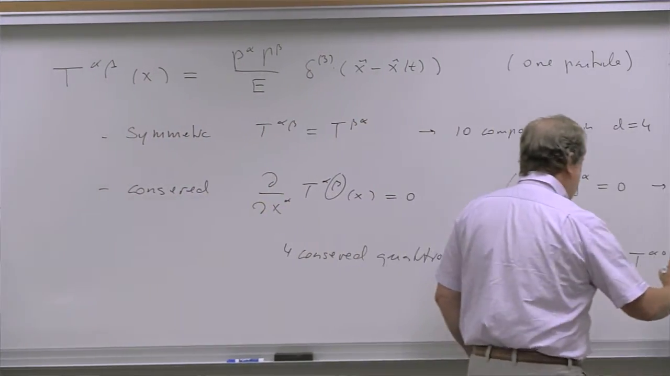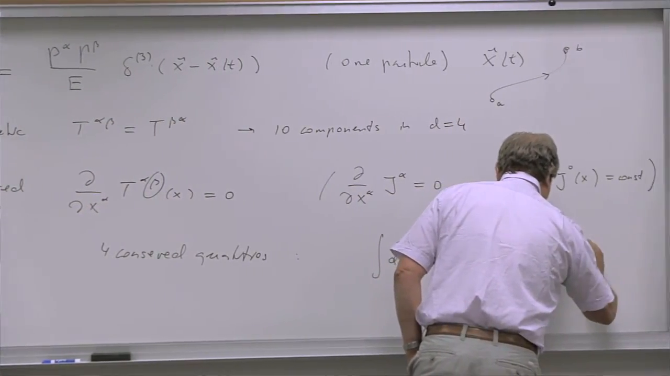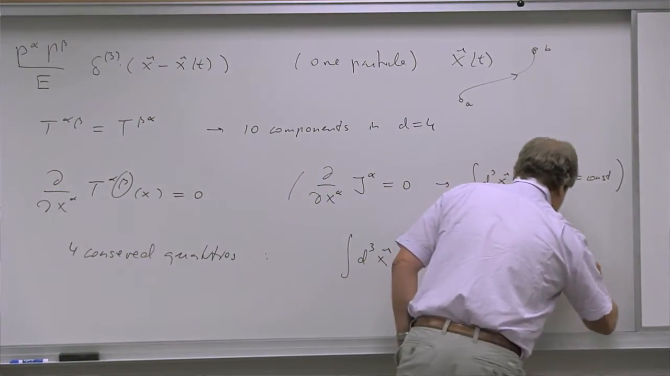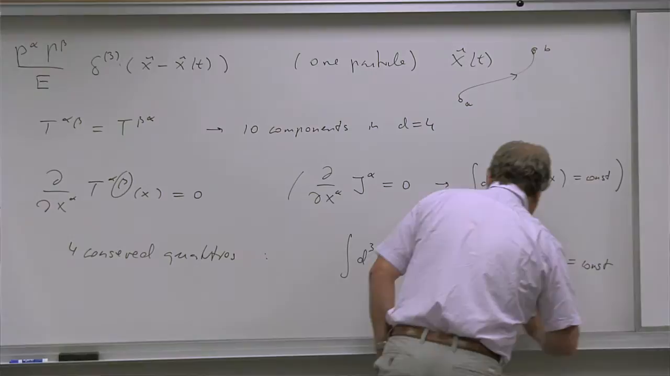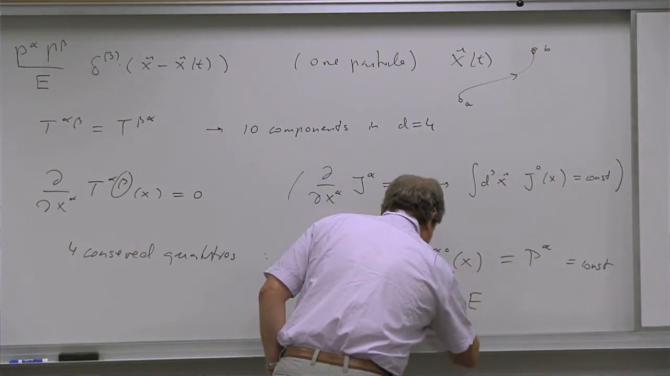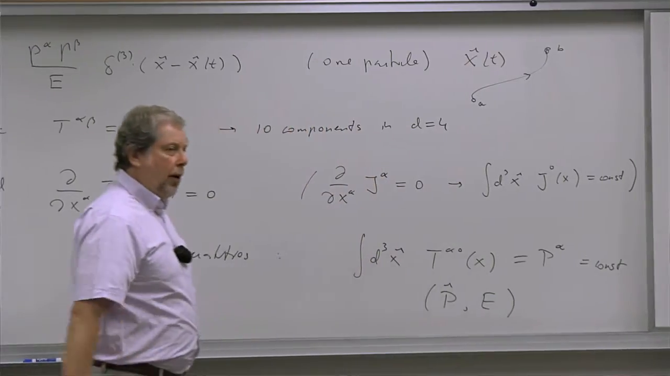And so this is the total energy and momentum, P alpha. So that is constant, right? And so we have the P and we have the E, right?